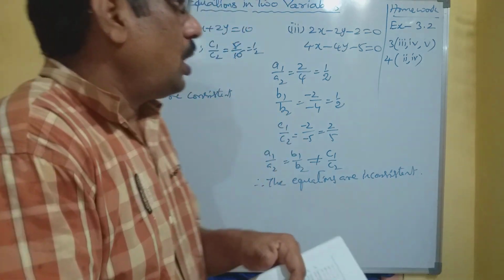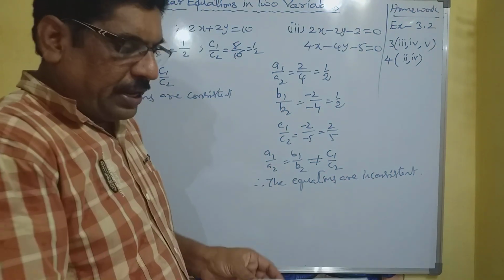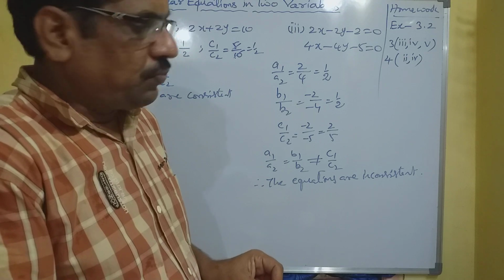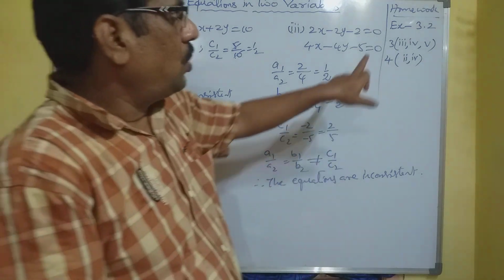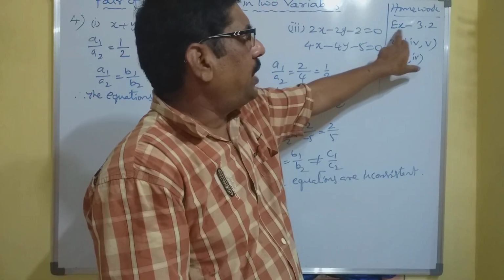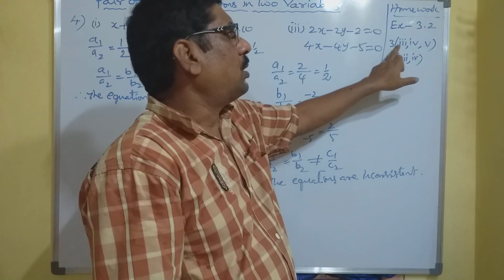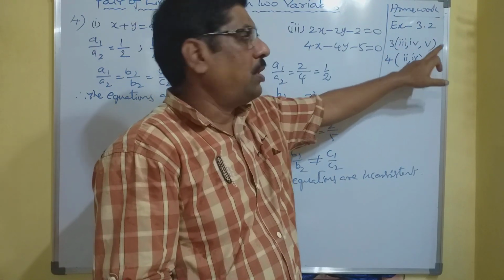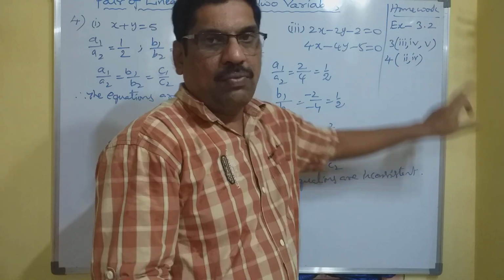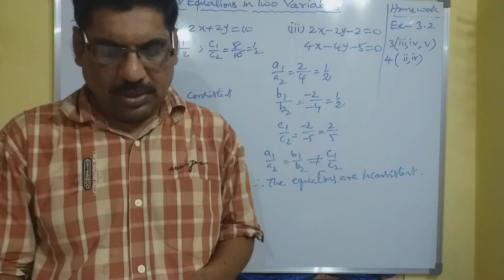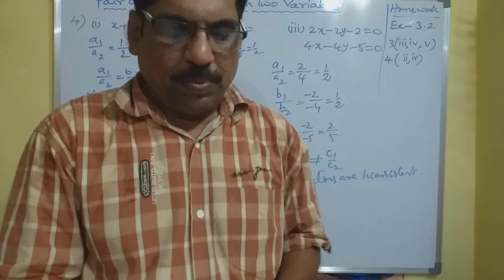Okay, so like this we have to do the remaining problems from the third Roman and fourth Roman as homework. Look at this homework, exercise 3.2, third Roman, third problem, fourth problem, fifth problem. From the fourth Roman, second and fourth you have to do as homework. Now look at the fifth problem.